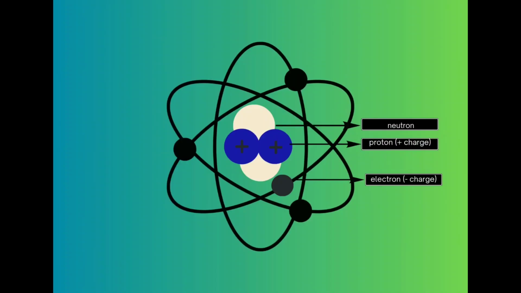Atoms are like a mini solar system with a central nucleus. The nucleus contains protons and neutrons, and tiny electrons move around it. Protons and neutrons sit together in the nucleus and give the atom most of its mass or weight. Electrons are super light and move around the nucleus in specific regions.